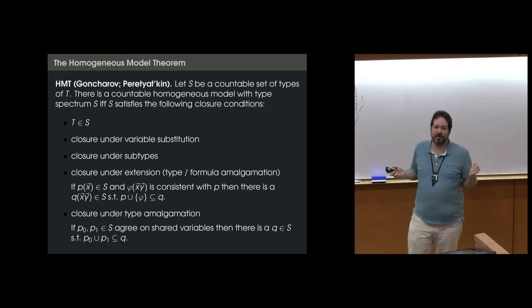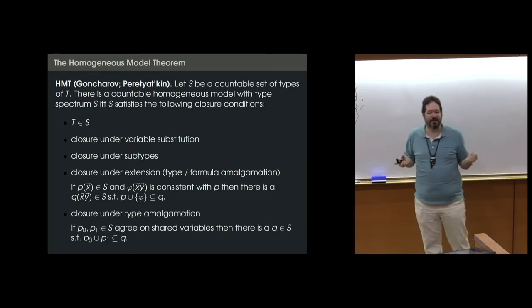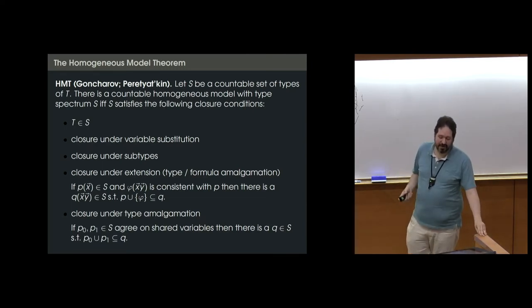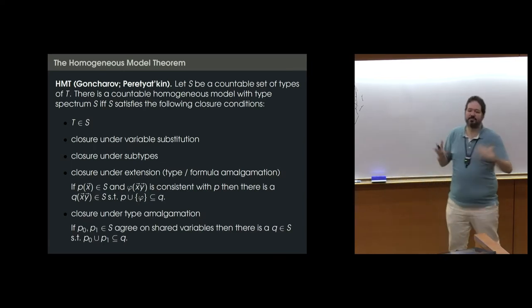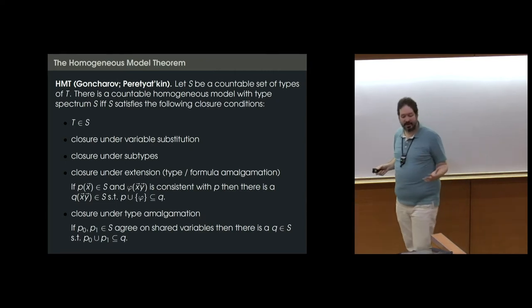If they share variables and you want to amalgamate them, they better agree on the variables, right? They better say the same things about the shared variables. So if two types agree on the shared variables, then there's a single type that amalgamates the two of them, right, where P0 and P1 are both in there. And that's exactly what you need for homogeneity.